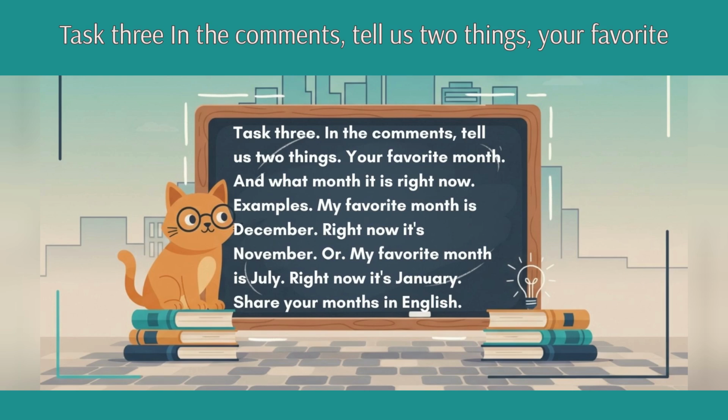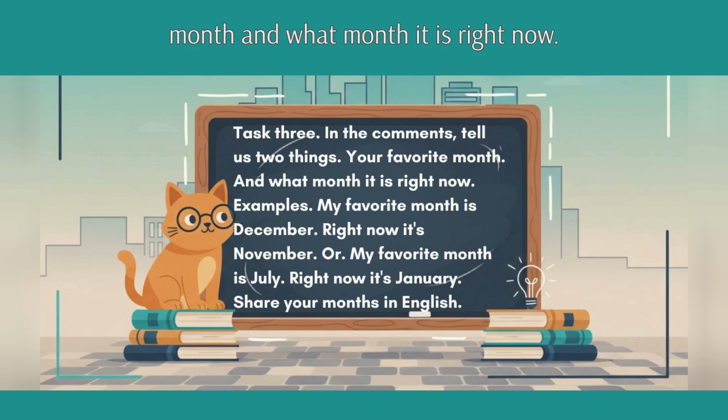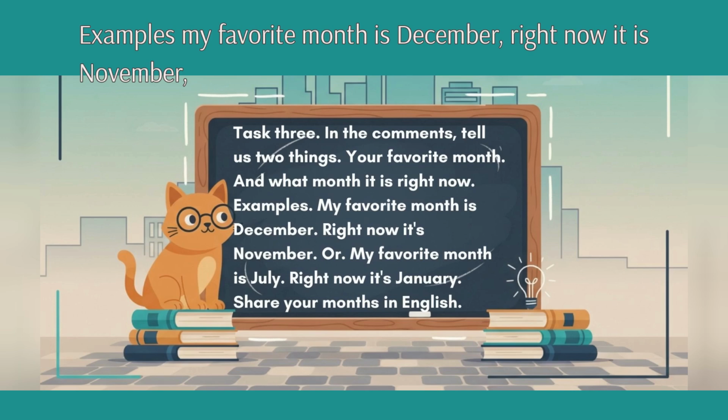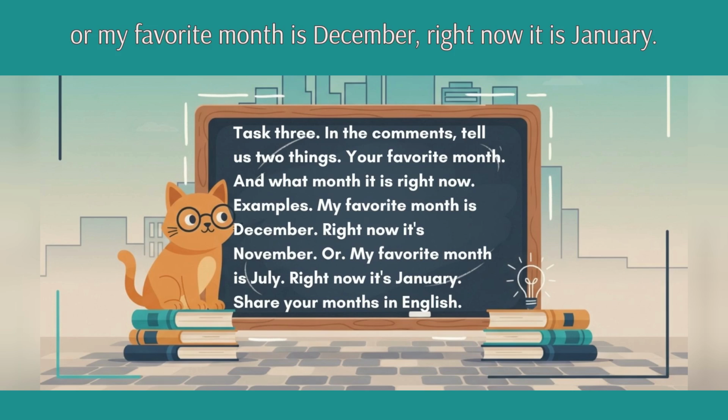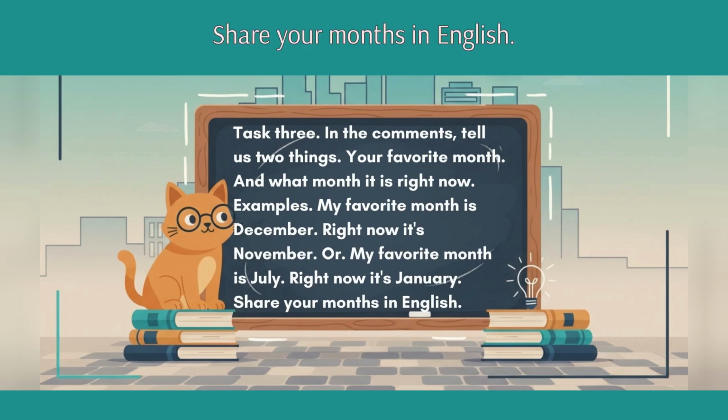Task 3: In the comments, tell us 2 things: your favorite month and what month it is right now. Examples: my favorite month is December. Right now it is November. Or, my favorite month is December. Right now it is January. Share your months in English.